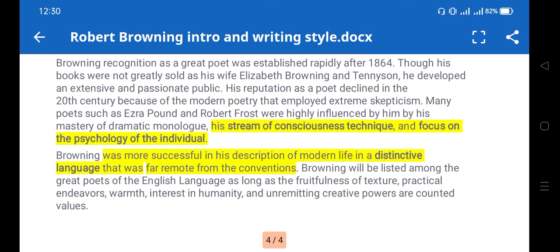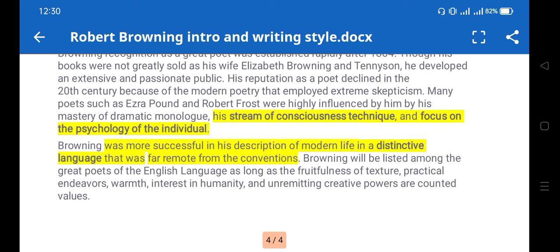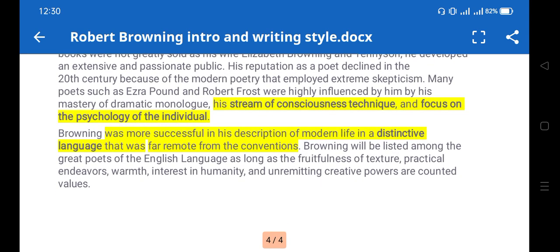And his stream of consciousness technique, yes, he employed the technique of stream of consciousness as well, and focused on the psychology of the mind. As I already told you, he was a psychological writer, and Browning was more successful in his description of modern life in distinctive language that was far removed from convention.